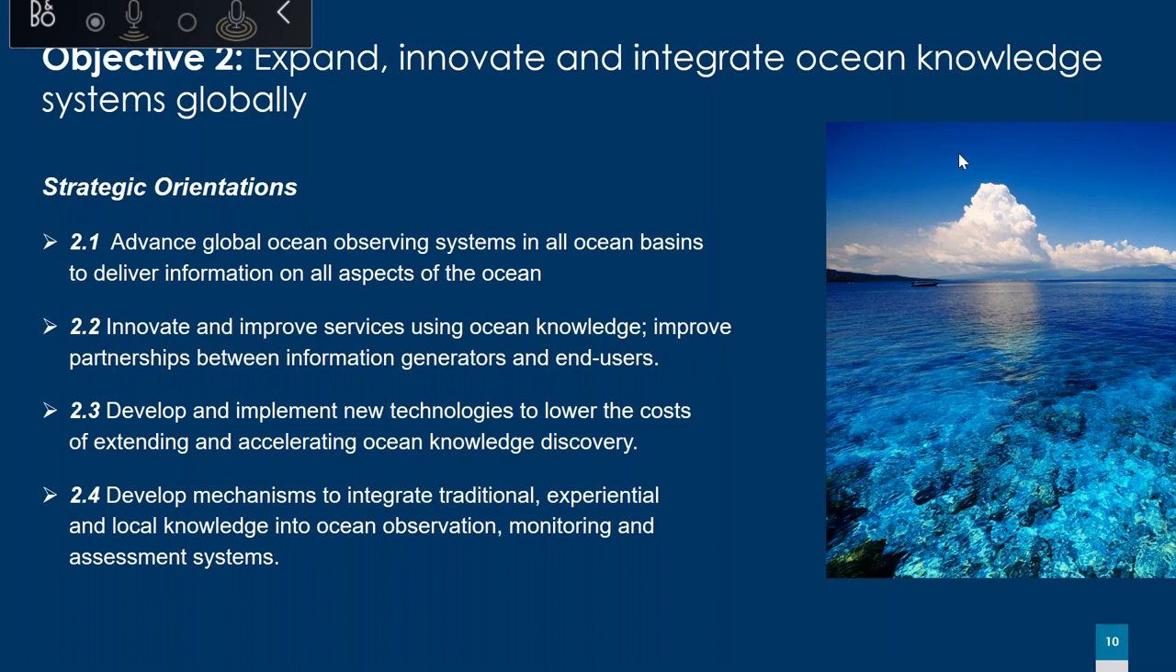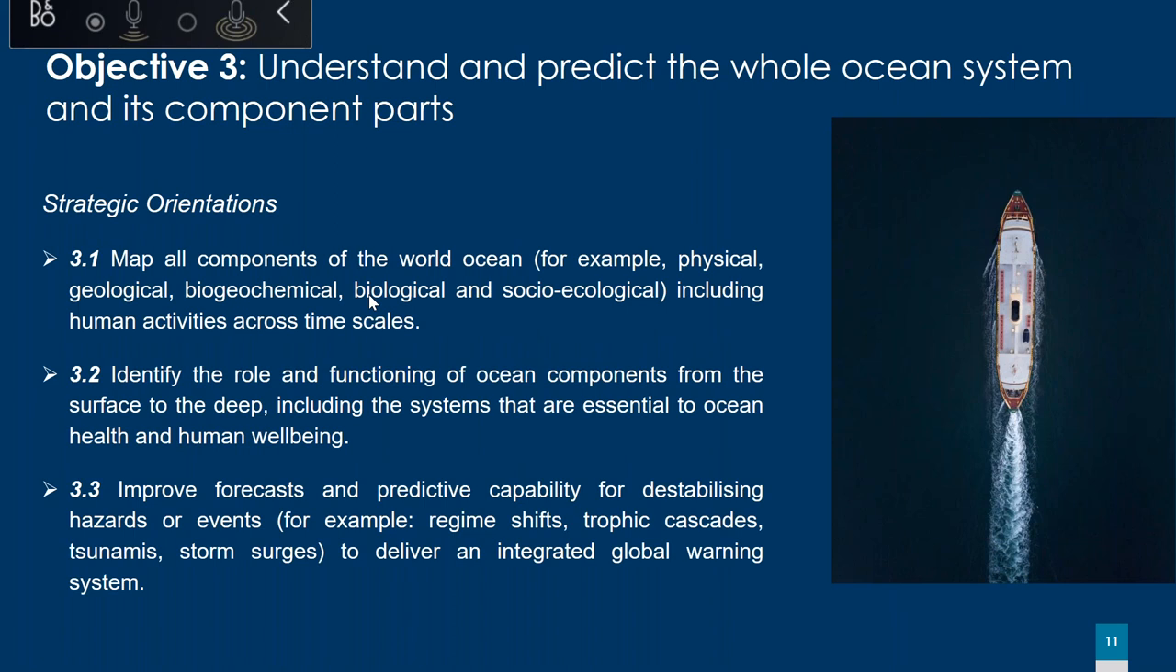Next slide, please. The third objective is about understanding and predicting the whole ocean system and its components. So here we're really trying to move ahead from just observing what there is, but to actually go to understanding. For example, if you had a map of the ocean, you really want to understand who is there, what and why, and what are the physical, geological, biochemical, biological, and social ecological elements of that as an example.